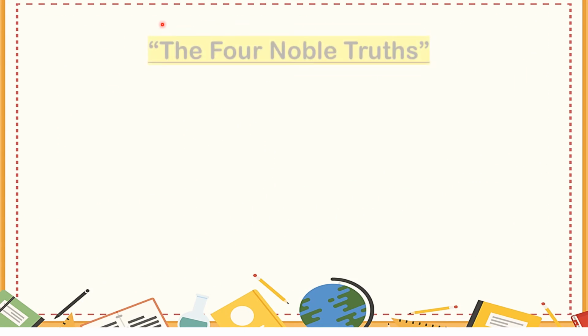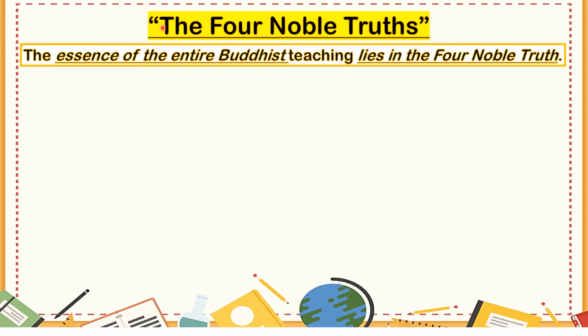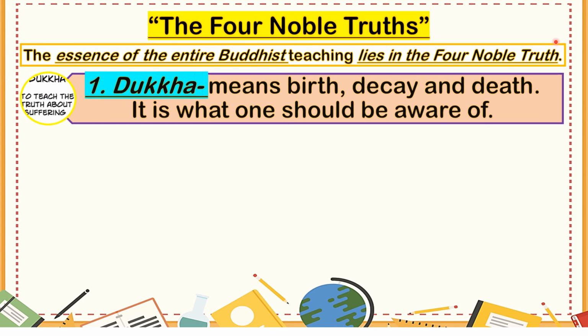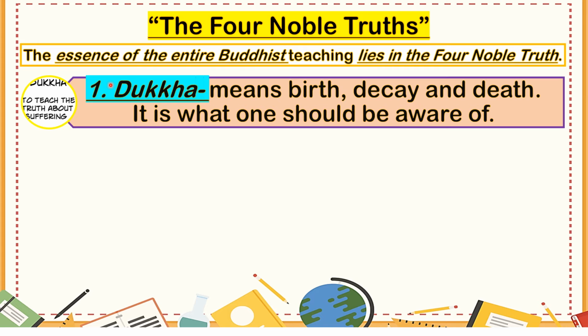The essence of the entire Buddhist teaching lies in the Four Noble Truths, because these Four Noble Truths serve as a guideline for Buddhist people in how to live their lives. The first one is Dukkha, which means birth, decay, and death. It is what one should be aware of. We should accept the fact that everyone is going to die eventually, because we are born, then we grow old, and we die.